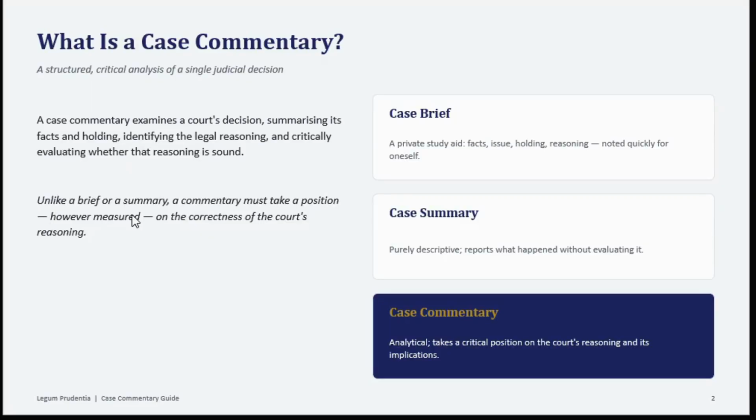Unlike a brief or a summary, a commentary must take a position, however measured, on the correctness of the court's reasoning. There are two concepts, case brief and case summary. A case brief is a private study aid: facts, issue, holding, reasoning, noted quickly for oneself. This is what a case brief is. Now, a case summary is purely descriptive, it reports what happened without evaluating it. But a case commentary is different. It's analytical, and takes a critical position on the court's reasoning and its implications.